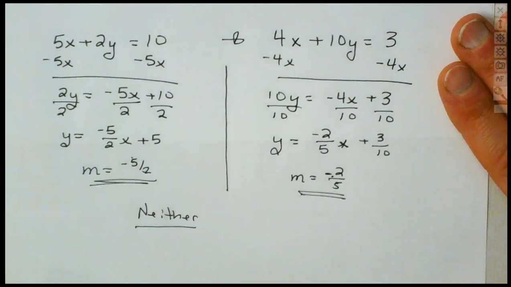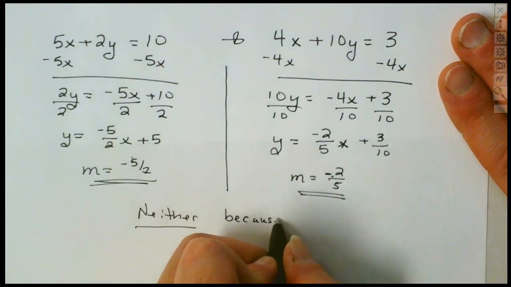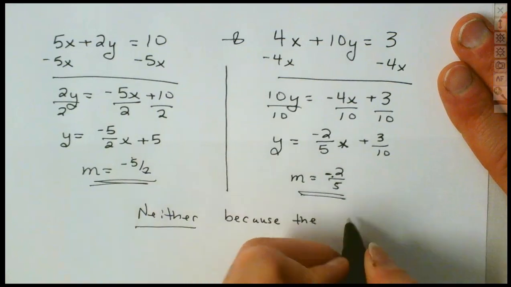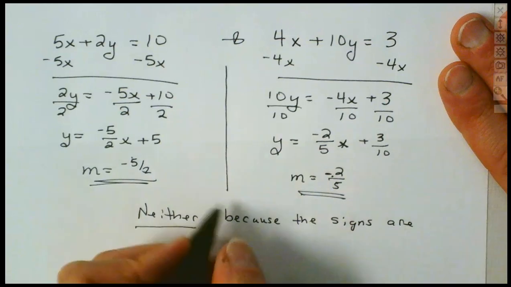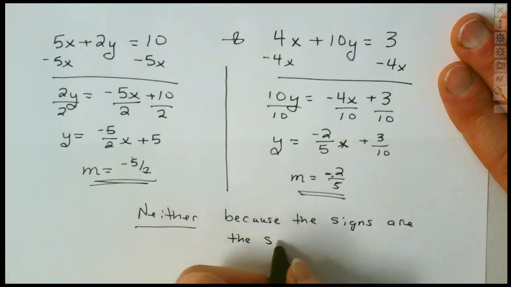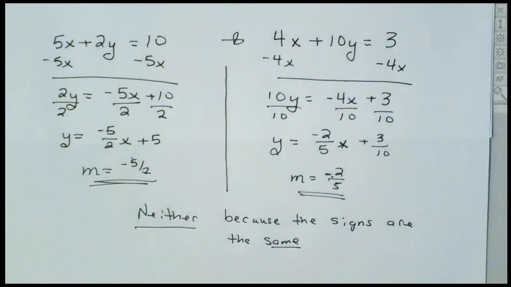And why are they neither? They're neither because the signs are the same. So that's why they would be neither, because the signs are the same. If they were opposite in signs, then they would be perpendicular. But in this case, they are not.